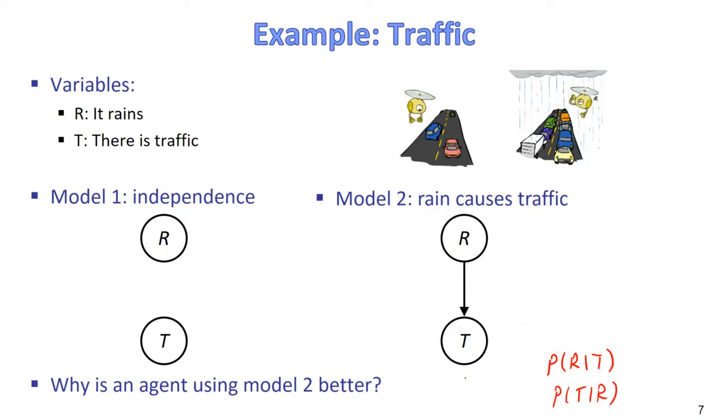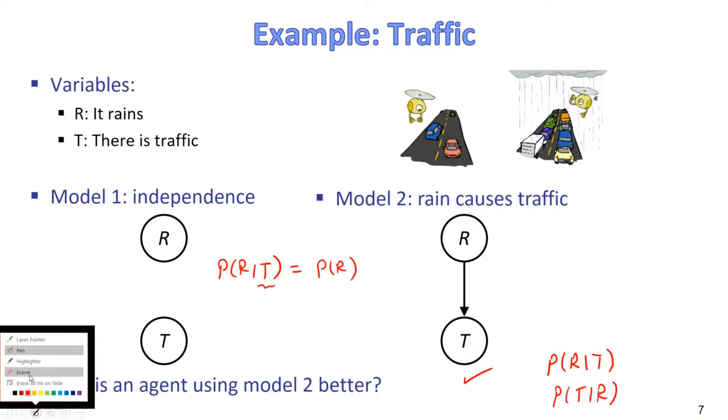We can do that using this model, but we can't do that using this model at all, because they are independent. Okay? So in this model, probability of R given T is what? Is equal to probability of R, because they are independent. Right? So knowing T doesn't affect at all the belief in R. Okay? So that might not represent reality in the best way.